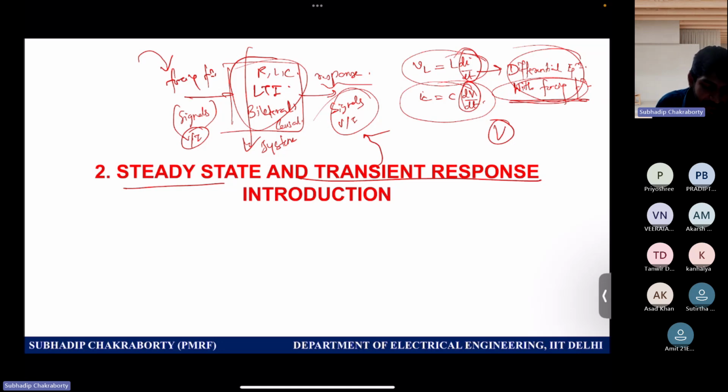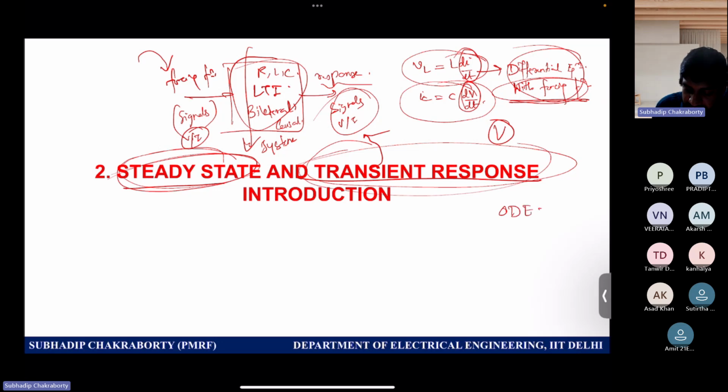But can you tell me mathematically, if some of you have read, after solving those ODEs, because transient and steady state responses are nothing but the solution to the ODEs, right? Transient and steady state responses are nothing but the solution to the ordinary differential equation.